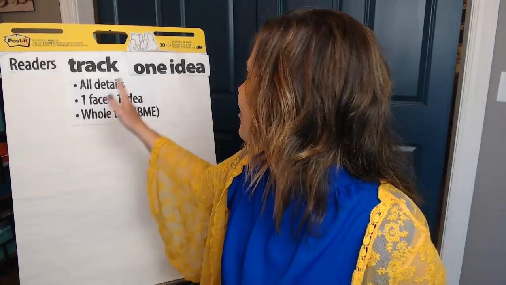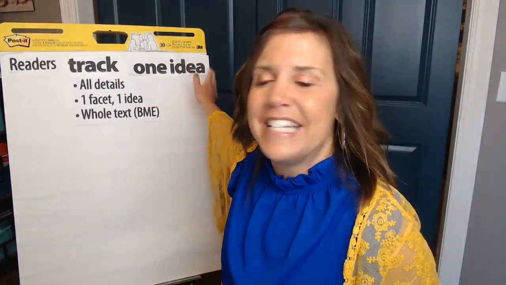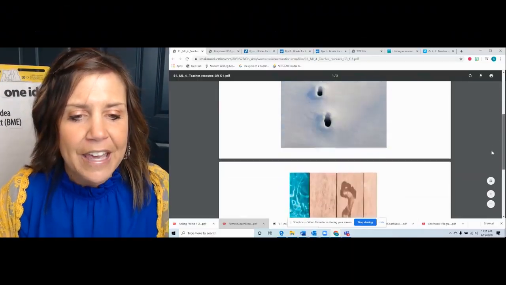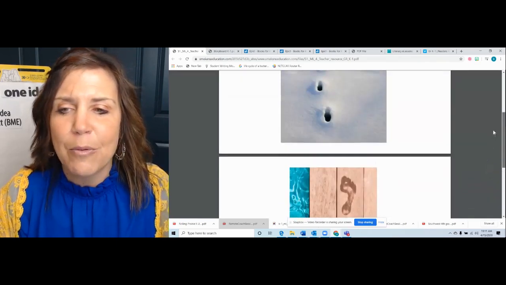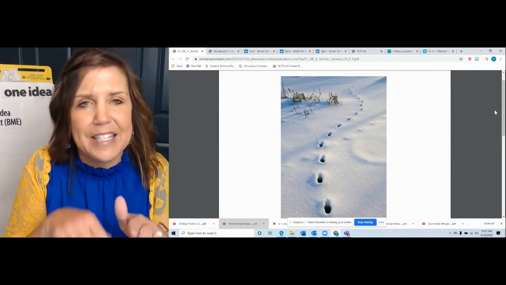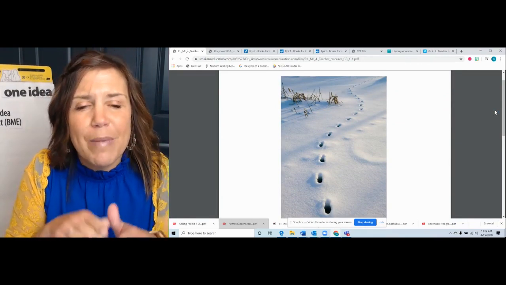In our next series of lessons, we are going to focus on how readers can track one idea. Readers track one idea. Tracking, it's like, remember a couple of lessons ago when we looked at those footprints in the snow, and then we looked at the footprints by the pool, and you could see where your tracks were as you went along, and you could look back and see where you'd been. That's sort of making tracks.